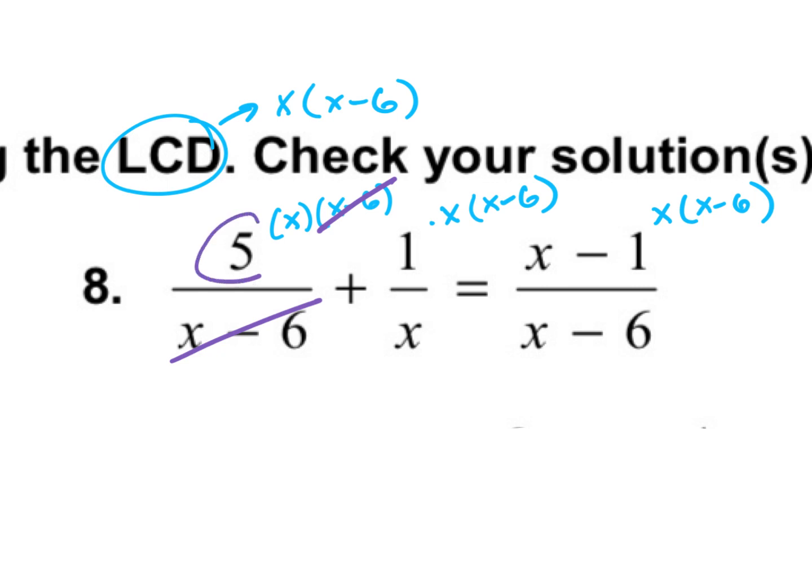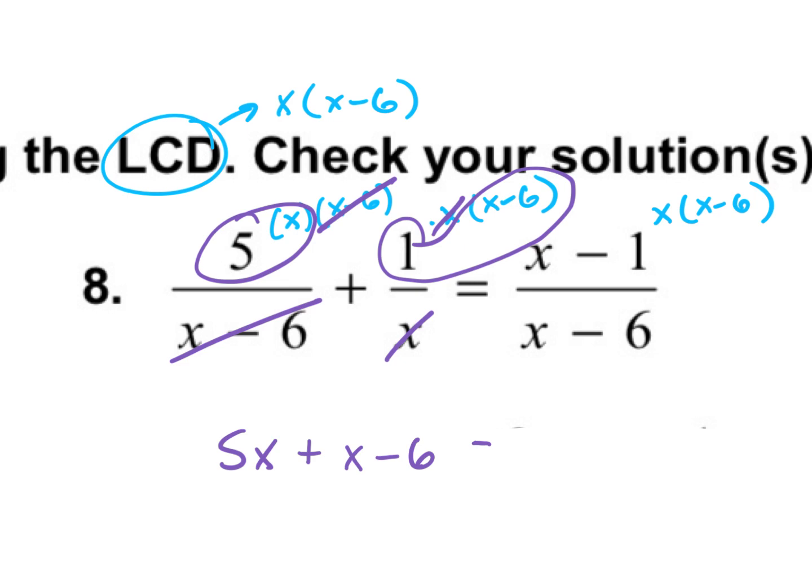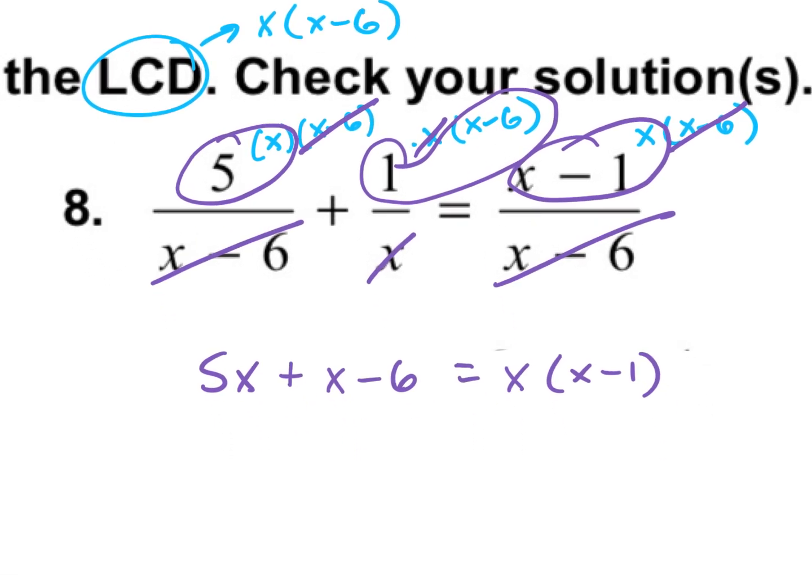So here, in my first spot, I'm just multiplying 5x. If it's already in the denominator, we don't have to multiply that one. So in the second fraction, I'm going to cancel out the x's. So next, I have 1 times x minus 6, which would just be x minus 6. And then in the third one, I'm going to cancel out the x minus 6. So here I'm multiplying x times x minus 1. Any questions on what I did here? What would I do next to solve?